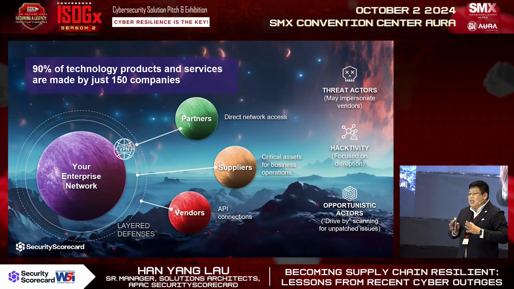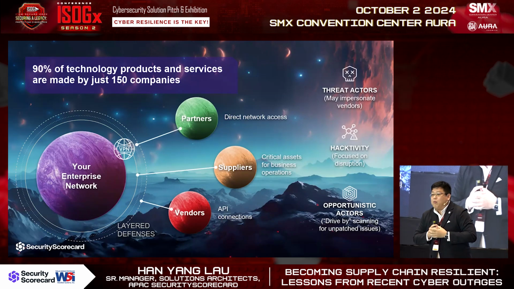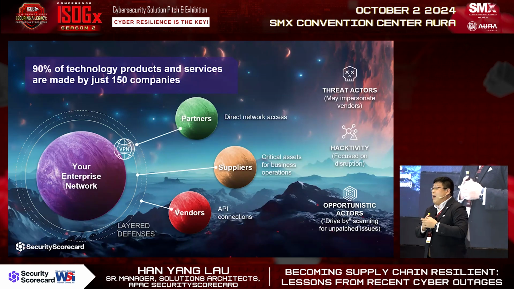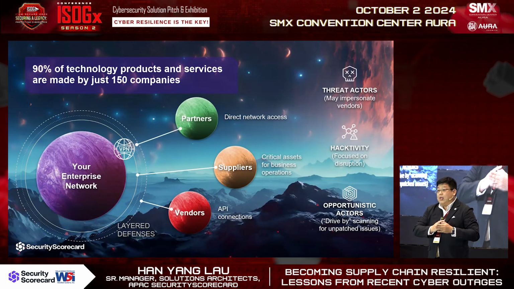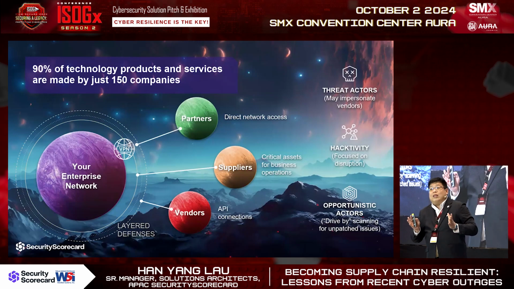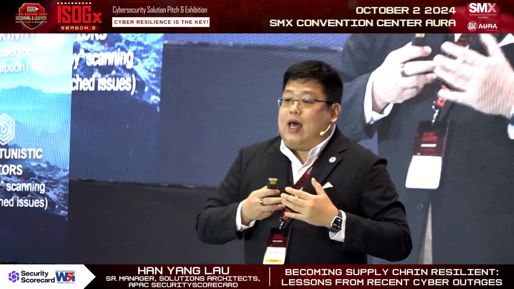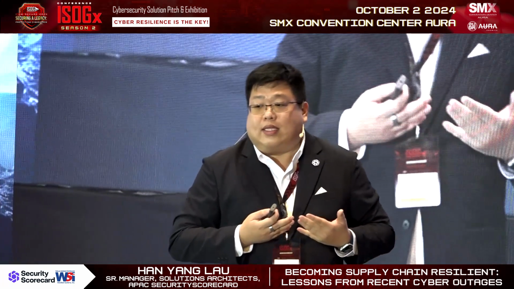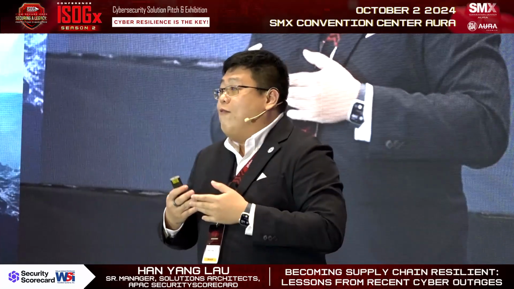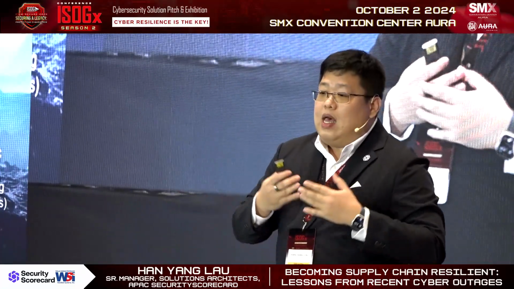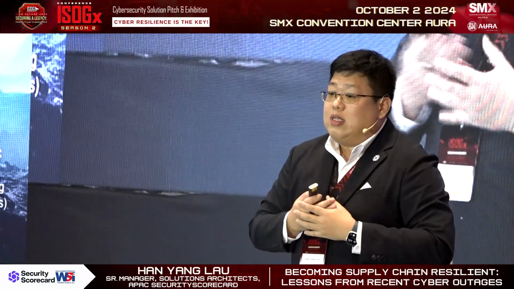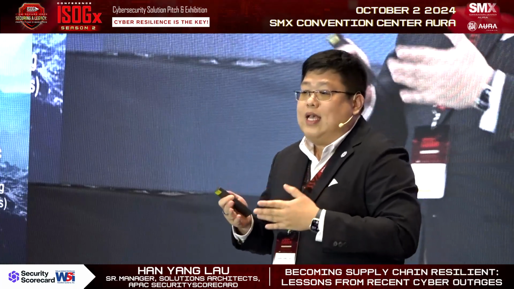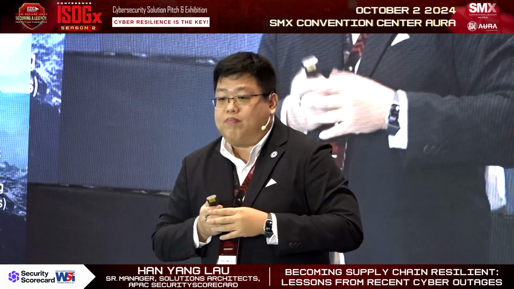So interestingly, 90% of technology products and services are made of just 150 companies. And this is based on what we can detect publicly. So these are partners that have direct network access into your environments. You have vendors that have API access, right? And or they may be running your systems as well. So what sort of access do they have? What sort of data do they have access to? How do they get access is critical to think about.